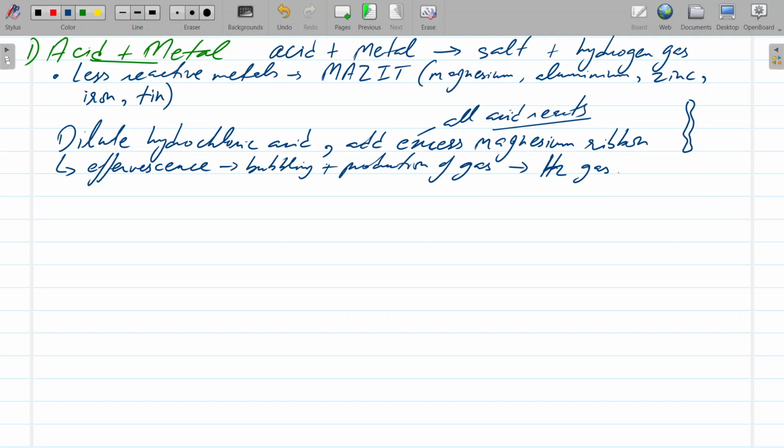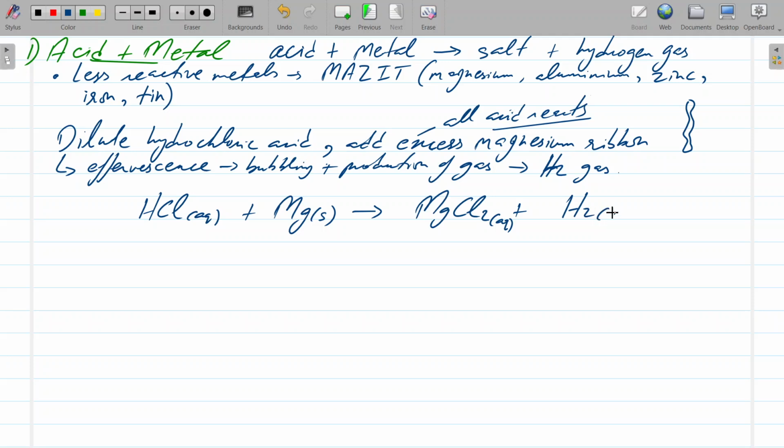So the complete reaction is HCl, which is aqueous, plus magnesium, which is solid. You're getting MgCl2, which is aqueous as well, plus H2, which is a gas.